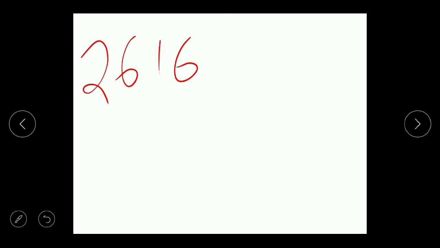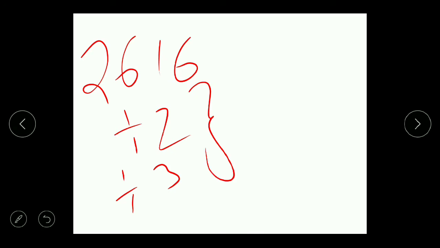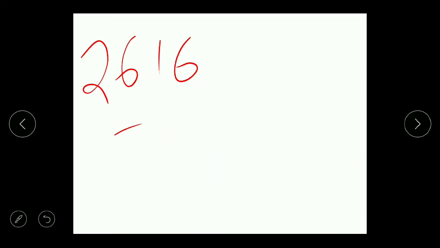2616. Is this number divisible by 2? Yes, because the last digit is 6, therefore it is divisible by 2. Is this number divisible by 3? What about the sum? 2 plus 6 is 8, 8 plus 1 is 9, 9 plus 6 equals 15. 15 is divisible by 3. Therefore this number is divisible by 3. So if a number is divisible by both 2 and 3, then that number is divisible by 6. Therefore this number is divisible by 6.